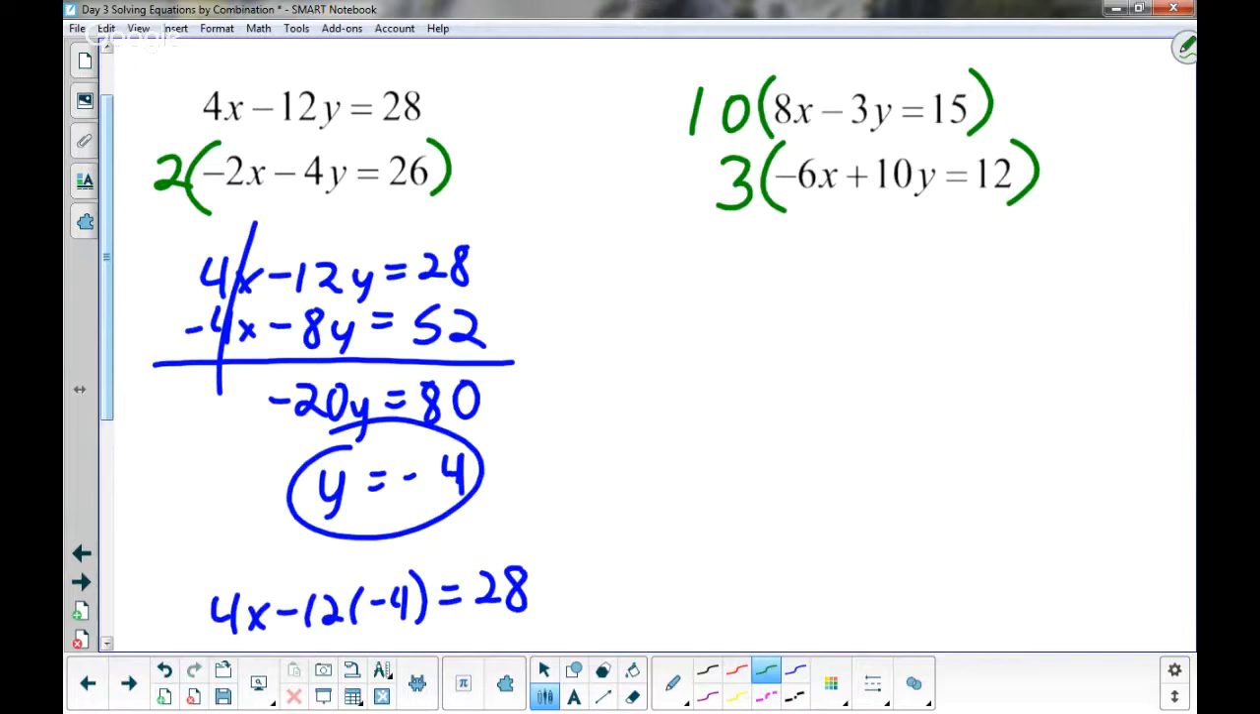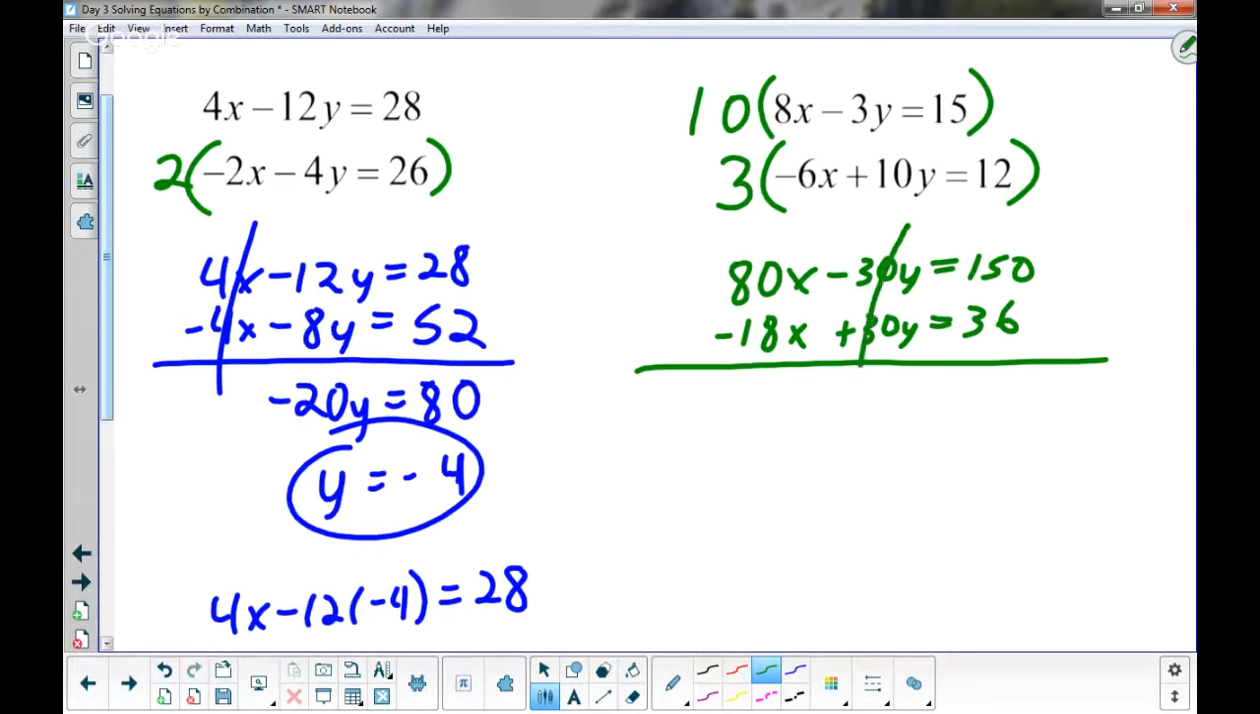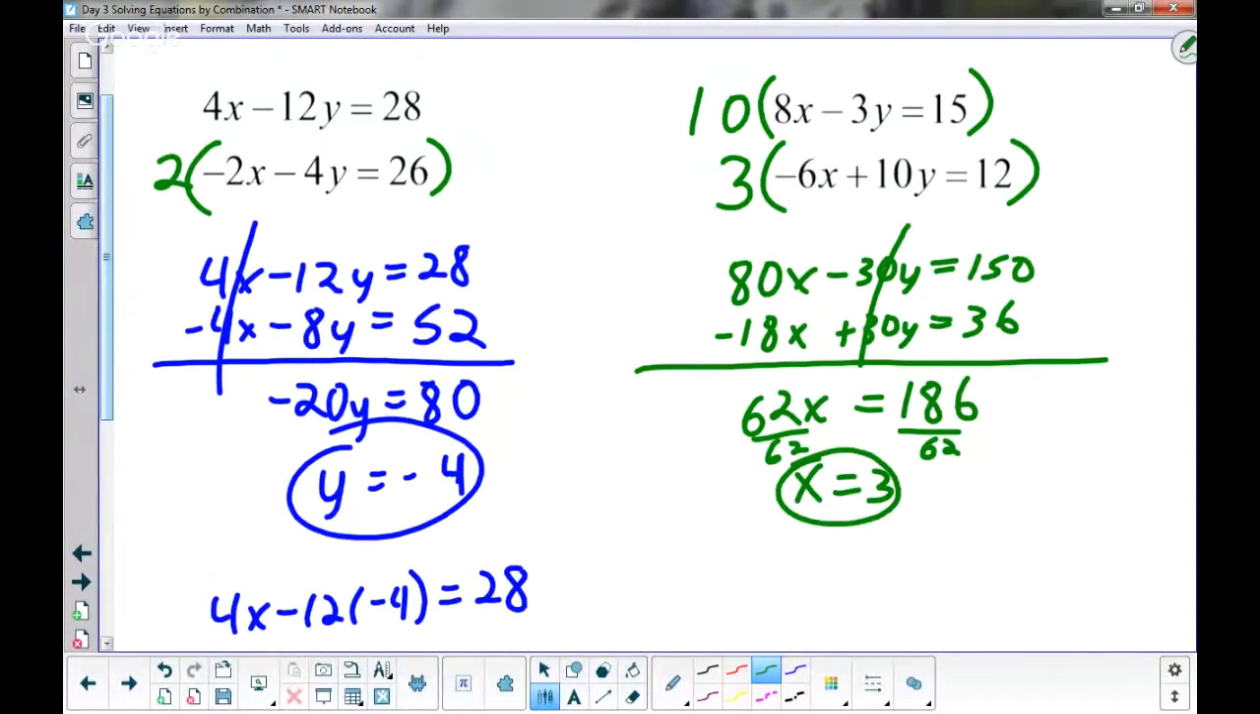We could have done x's. If you did the x's, 8 and 6, least common multiple would have been 24. It still would have been acceptable. All right, so multiply the top one. You get 80x minus 30y equals 150. And then you get -18x plus 30y equals 36. Combine them, eliminate the y's, and we get 62x equals 186. And if you divide both sides by 62, x equals 3. So that comes up very nicely.